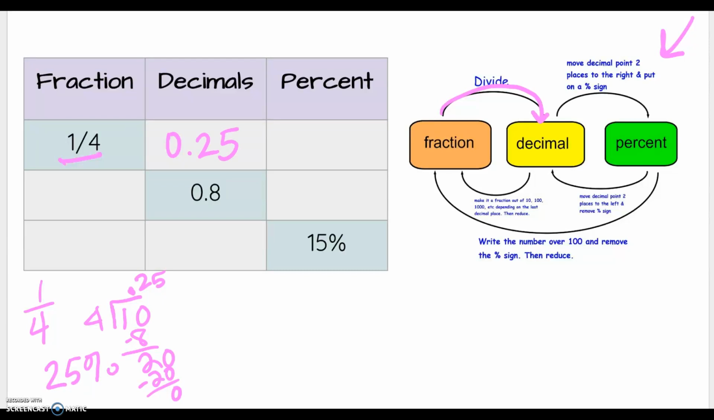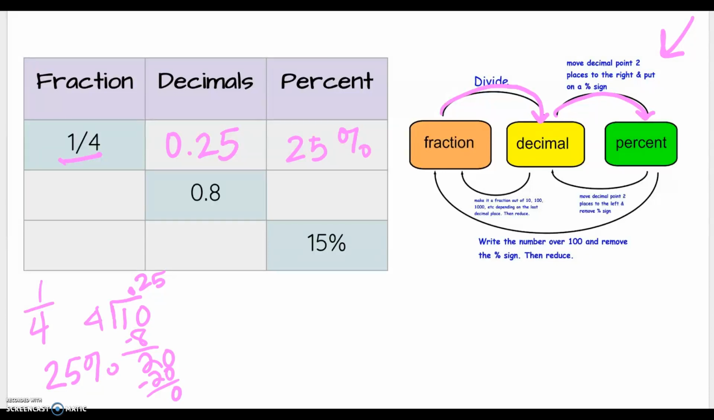Okay, and to go from a decimal to a percent, I move my decimal point 2 places to the right. So 2 places to the right would be 25%. Again, 1/4 though is one of those fractions that you should have memorized as 0.25. Okay, so let's look at the next example.